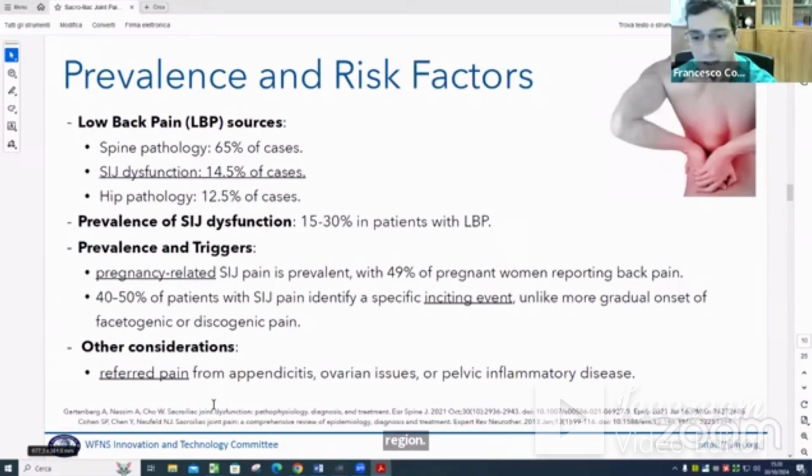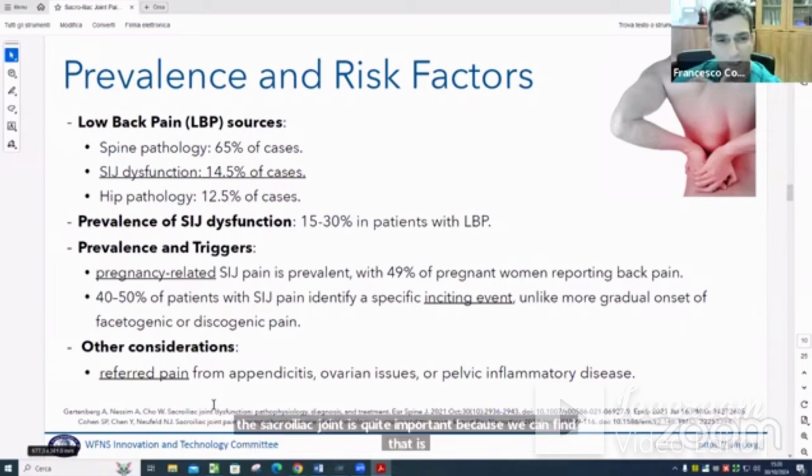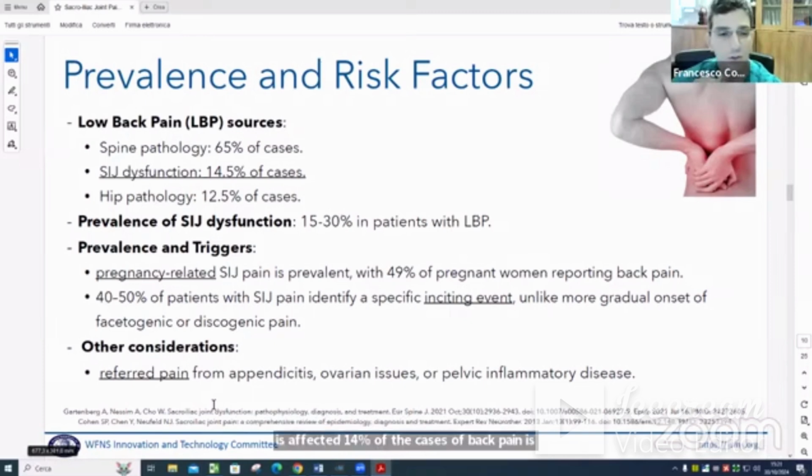What is the prevalence? The problem of lumbar pain due to the sacroiliac joint is quite important, because 14% of the cases of back pain are due to the sacroiliac joint, so it's quite relevant. The prevalence is around 15 to 40%. So it's more common than clinicians usually consider, and we have to think about this.